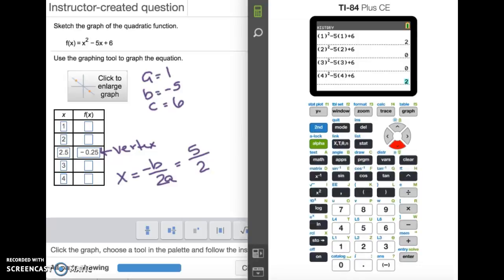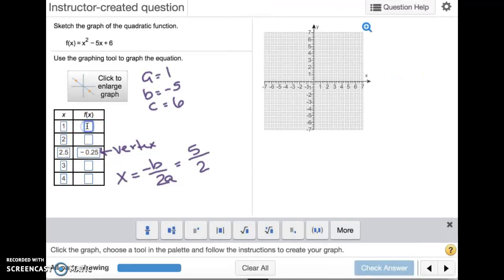I have entered all 4 of the values, -1, 2, 3, and 4, into the equation in my calculator, and you can see the answers that we get. So I'm going to put these into the table. So it was 2, and then 0, and then 0, and then 2.